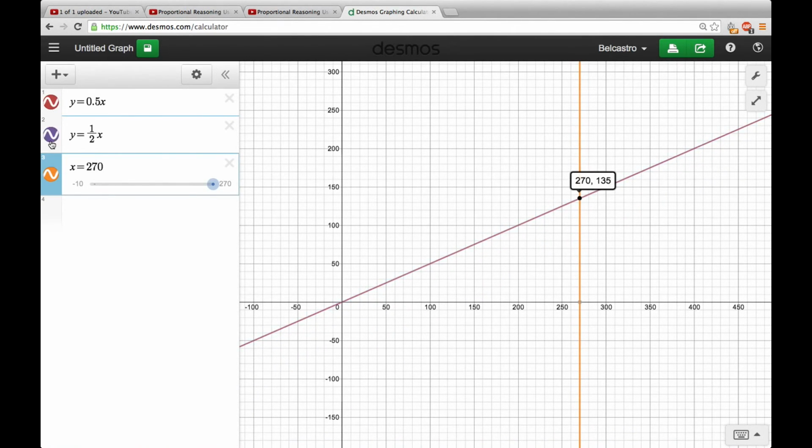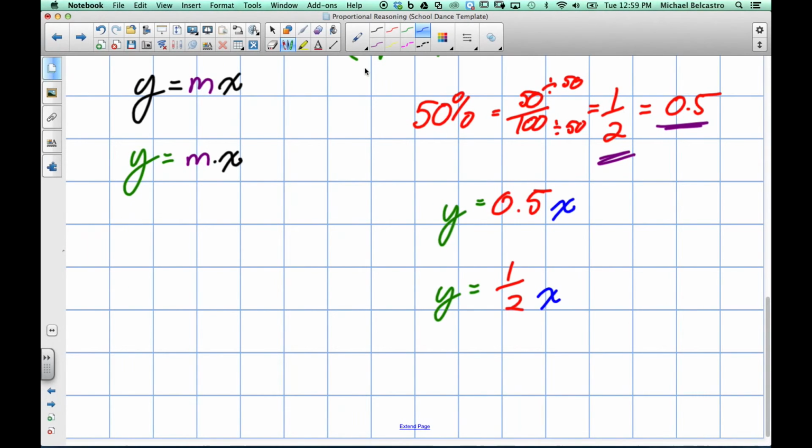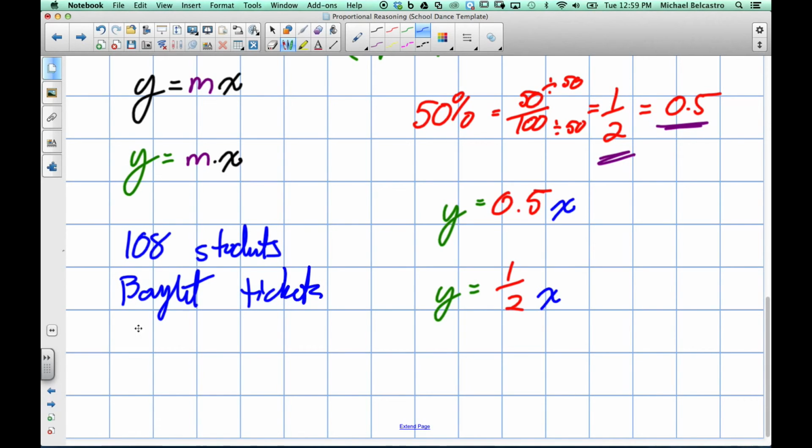So those are exact same rates. But there's not 270 this time. In fact, there's only 216 students. So I'm going to put a vertical line at 216 to find out where it intersects. The x value represents the number of students who went to the dance, and the y value, 108, is how many bought tickets at the door. So it turns out 108 students bought tickets at the door. Okay.